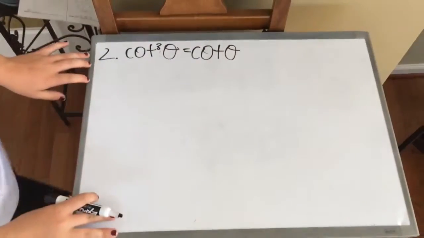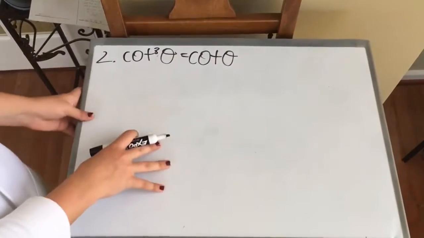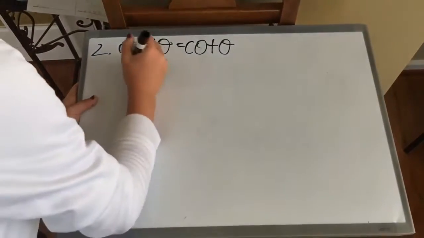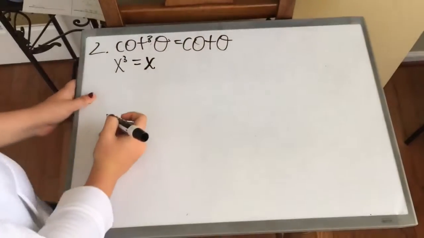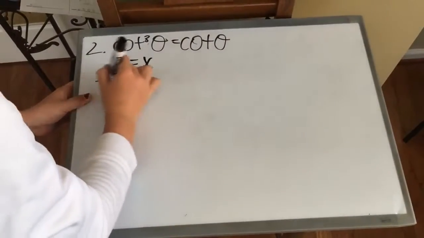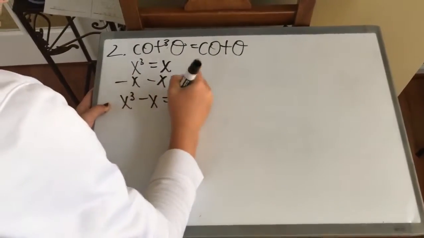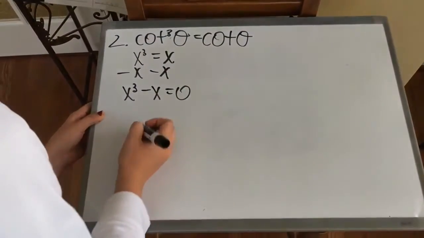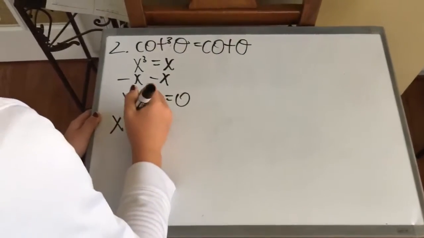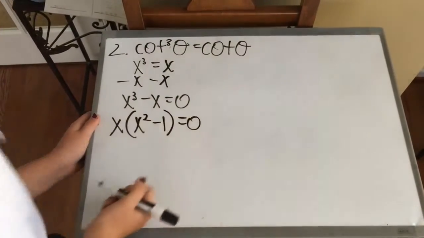Okay, so in our second example, we are only dealing with cotangent, so we can already rewrite our functions in terms of x, which simply makes it easier. So we get x to the third is equal to x. So then the next step is to subtract x from both sides. And we get x to the third minus x is equal to 0. So then the next step is to simplify the equation. So x times x squared minus 1 is equal to 0.